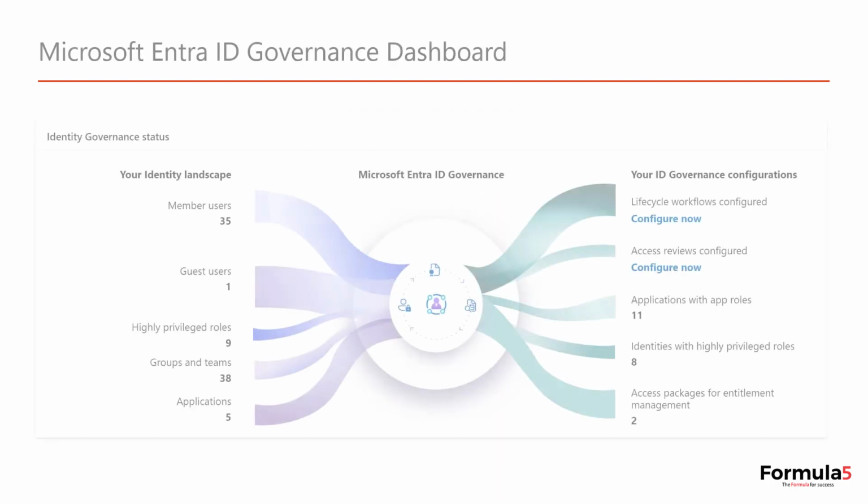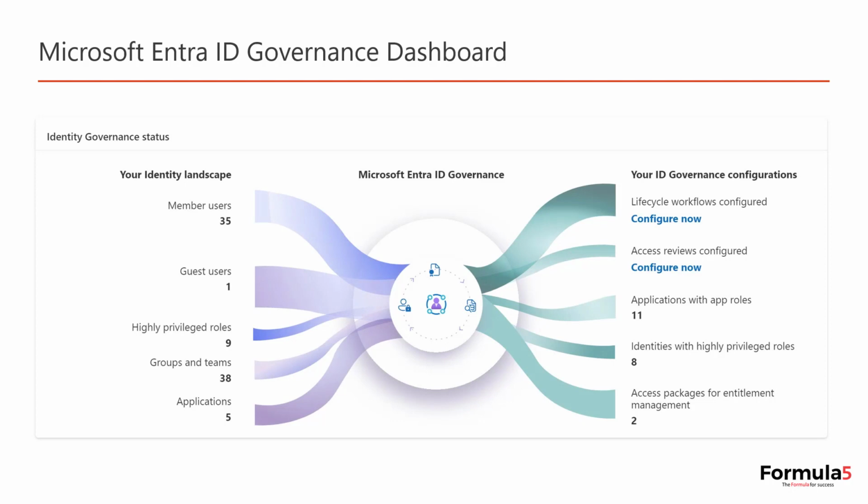Microsoft Entra ID Governance provides a really interesting and helpful dashboard. So we can check identity governance status there. We can, for instance, see how many member users we have in our tenant, how many guest users, how many highly privileged roles are used in our tenant, how many groups we have, how many access packages for entitlement management were created, how many lifecycle workflows were created, or we can configure them directly from this dashboard and we will be redirected to the section where we can move forward with the configuration.